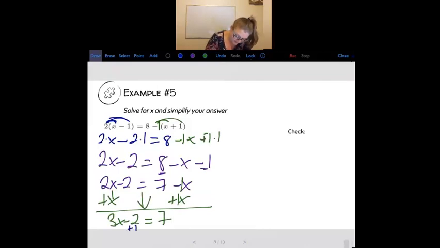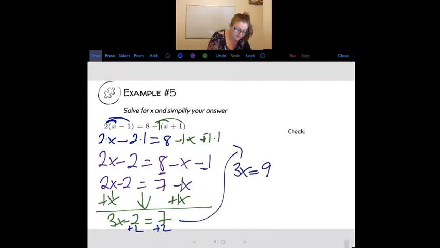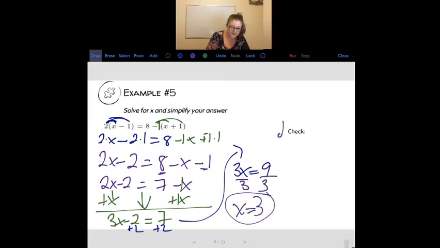Add 2 to both sides. We get 3x equals 9. Another way to get the right answer here is to say 3 times what is equal to 9, or divide by 3. And x is equal to 3 in this case.